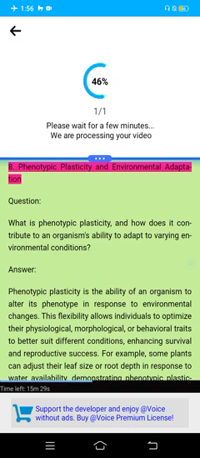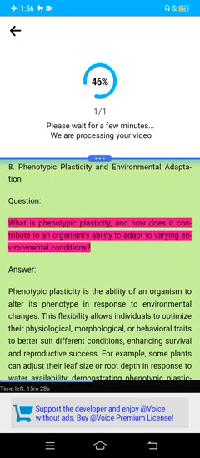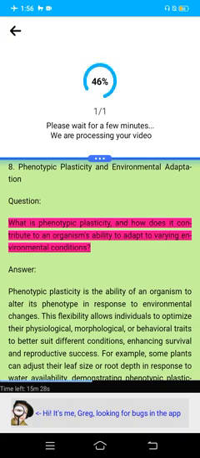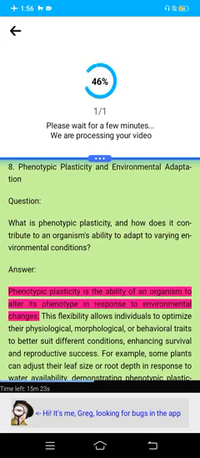8. Phenotypic plasticity and environmental adaptation. Question. What is phenotypic plasticity, and how does it contribute to an organism's ability to adapt to varying environmental conditions? Answer. Phenotypic plasticity is the ability of an organism to alter its phenotype in response to environmental changes.